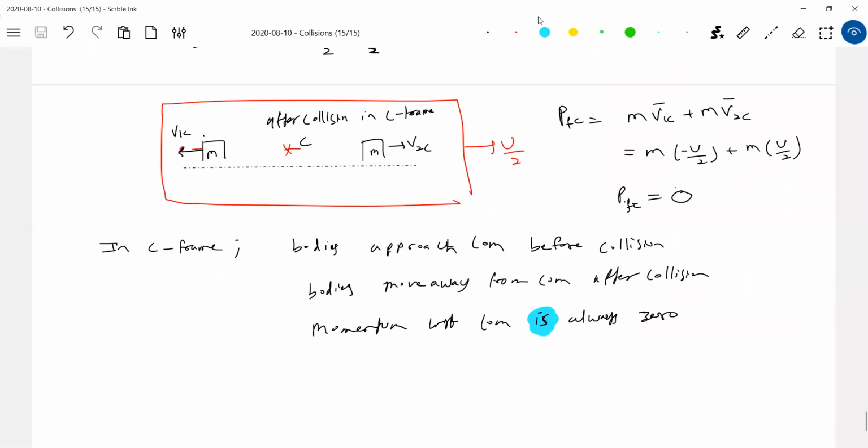Now look at kinetic energy in the lab frame and kinetic energy in the C frame. Kinetic energy in the C frame should be minimum, which we have already concluded in the center of mass chapter. You can do this C frame analysis for any collision, elastic or inelastic. It's not only for elastic collisions. You can do it for any frame.